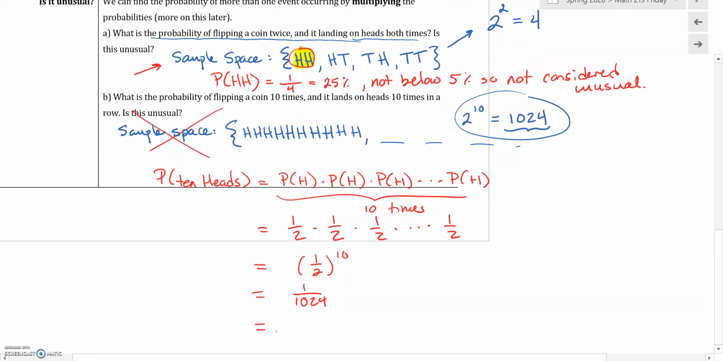Probably really low. Oh yeah, that would be 0.0976%. That's well below 5%. Thus, highly unusual or unlikely.